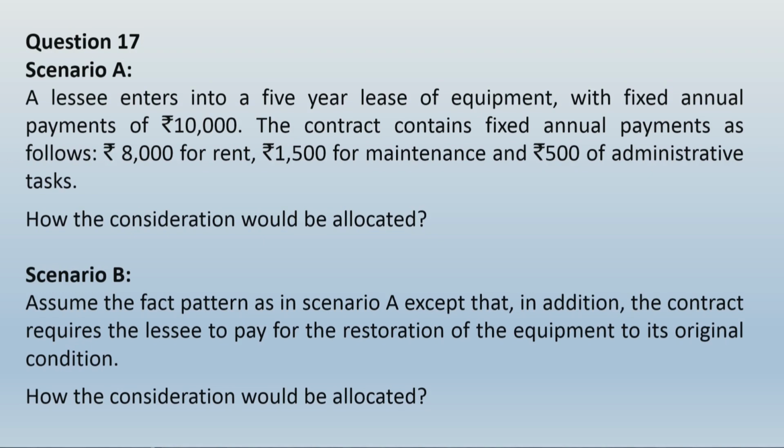It says, assume the fact pattern as in scenario A, except that in addition the contract requires the lessee to pay for restoration of equipment to its original condition. How would the consideration be allocated? Now friends, if you can recall, we have learnt something about restoration and decommissioning liability under Ind AS 37. The present value of such liability shall be recognized, and when it is charged to cost over the period of lease, it will again be allocated between lease and non-lease components on an appropriate ratio basis.